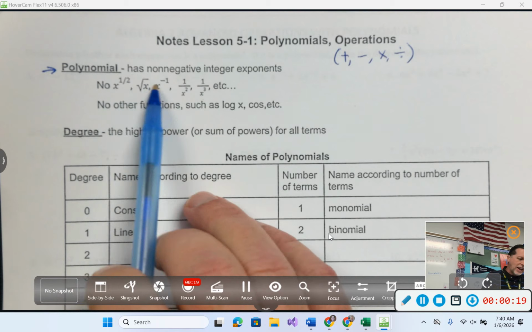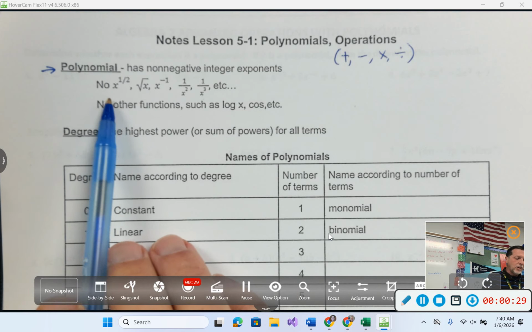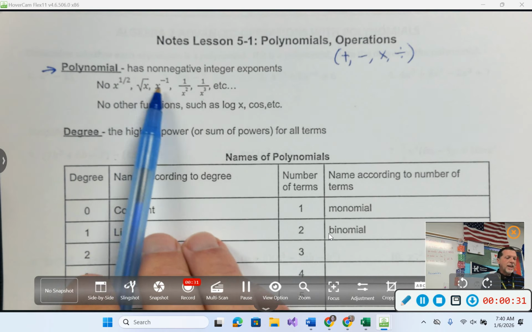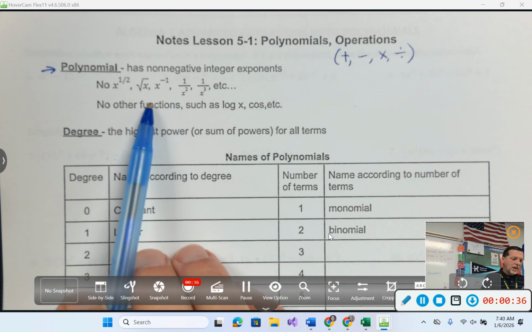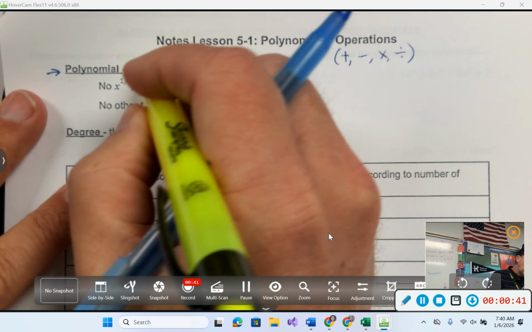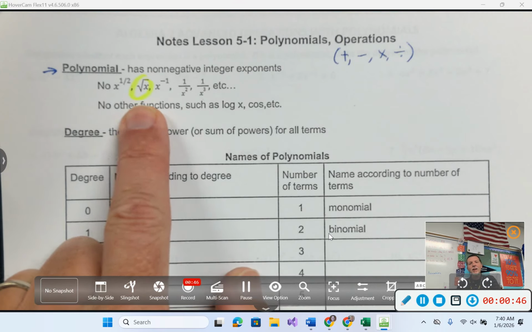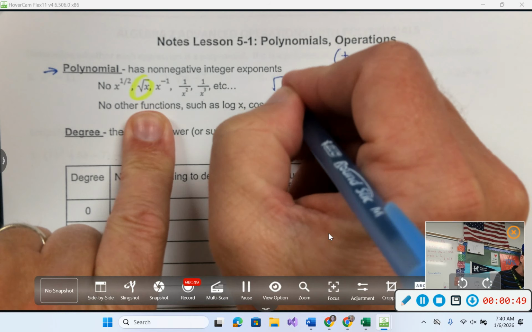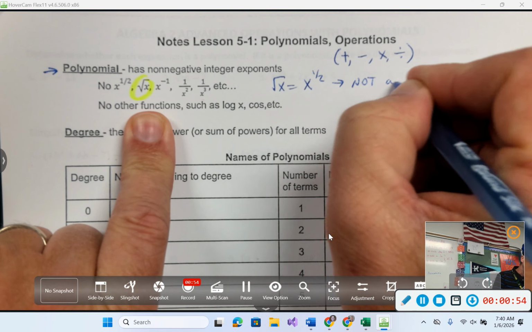And the main thing is it has non-negative integer exponents. An easier way to say that is what it can't have. So it can't have a fraction, and it can't have a negative. And sometimes that looks like it's hiding there, because that square root of x, I guess if you didn't really know algebra, you'd say, well, I don't see any fractions or negatives there, but you know that the square root of x is the same thing as x to the 1/2, so that's not a polynomial.